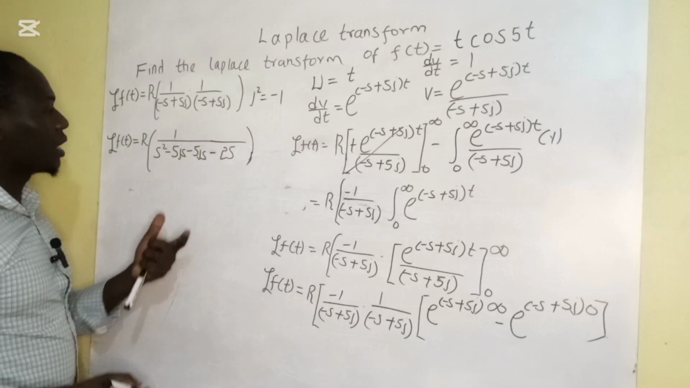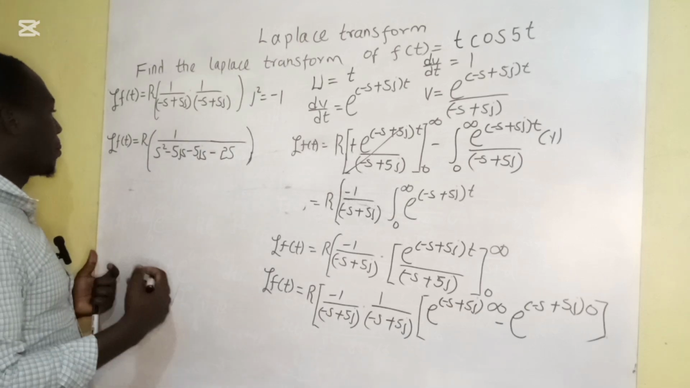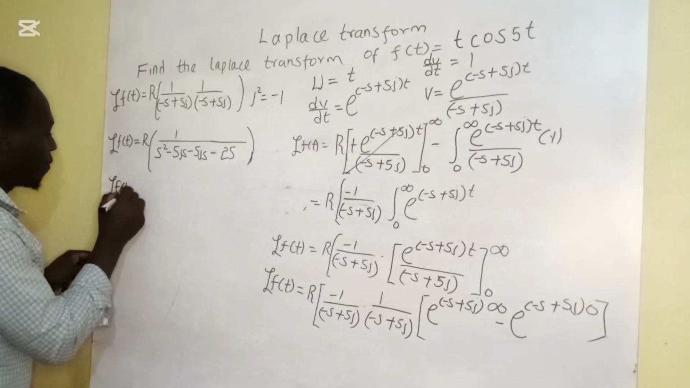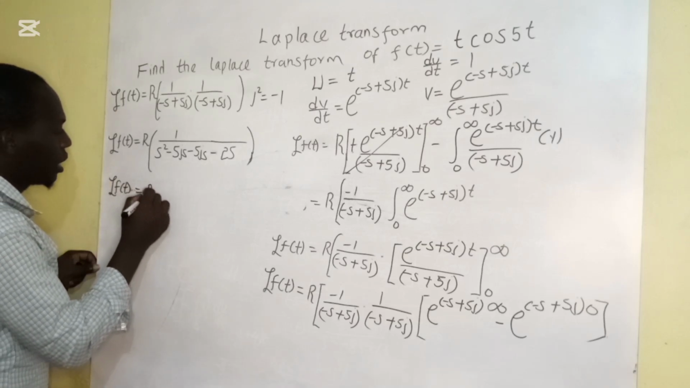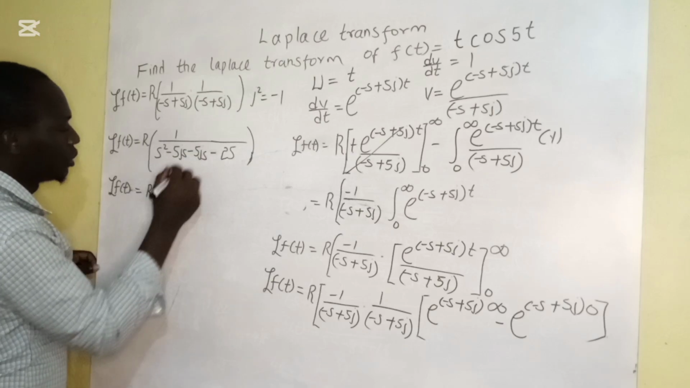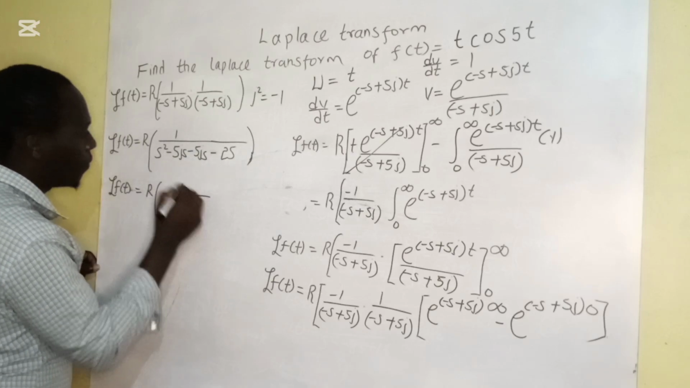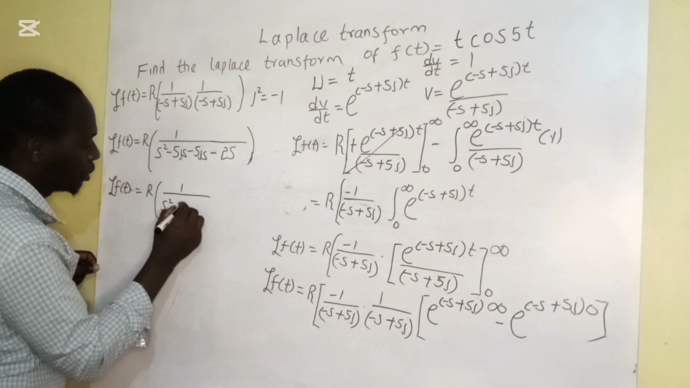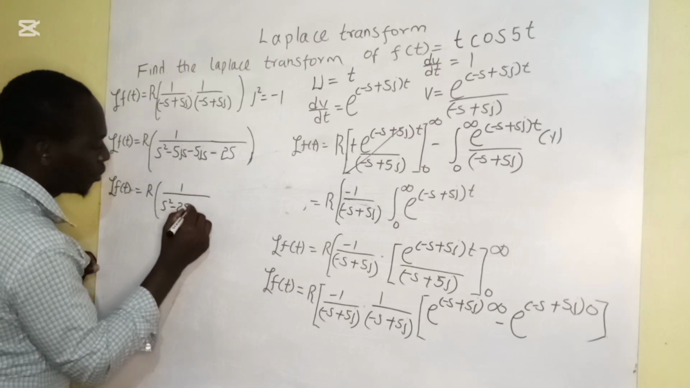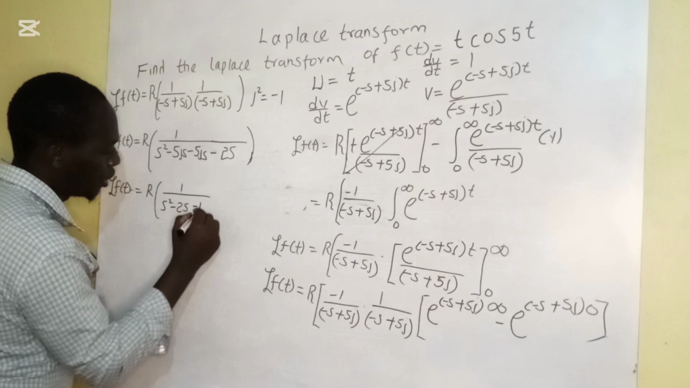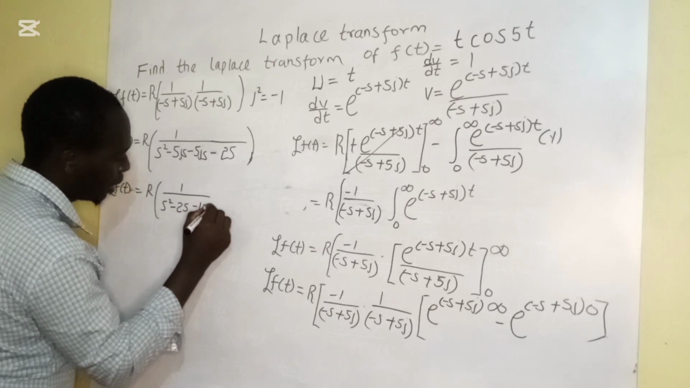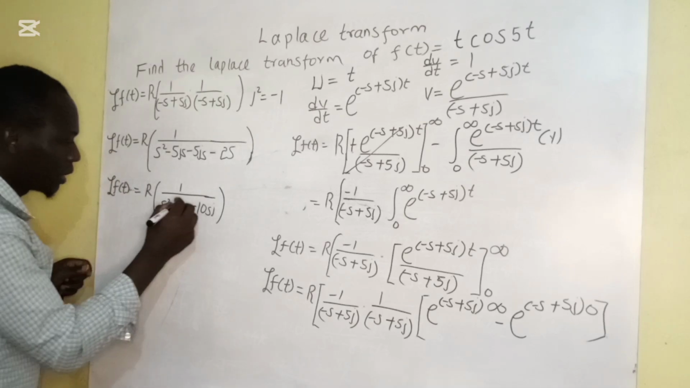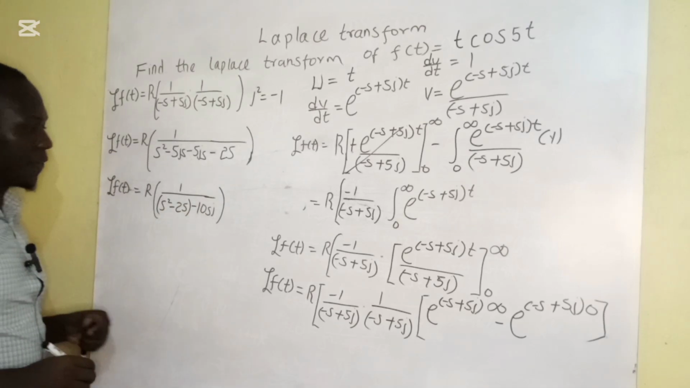At this point now, we can separate the real functions and the imaginary functions, whereby we are going to have the Laplace transform of our function f of t is going to be equals to r into 1 all over s squared, we subtract from 25. Here we are going to have a negative of 10sj. These are our real functions.